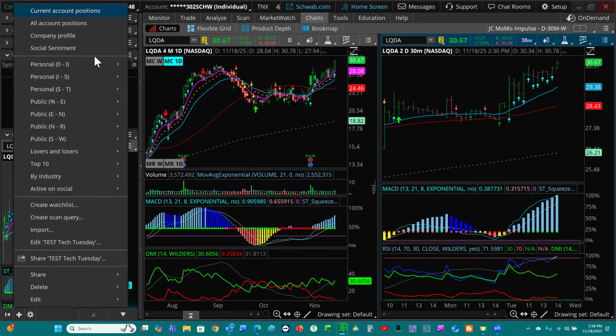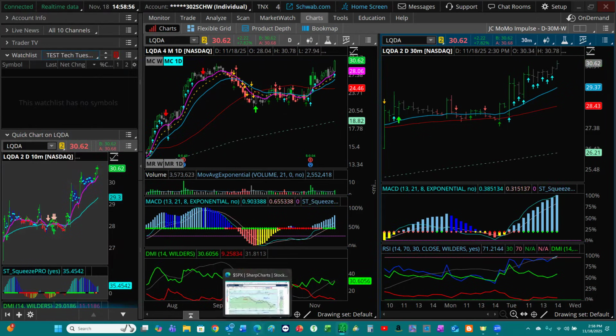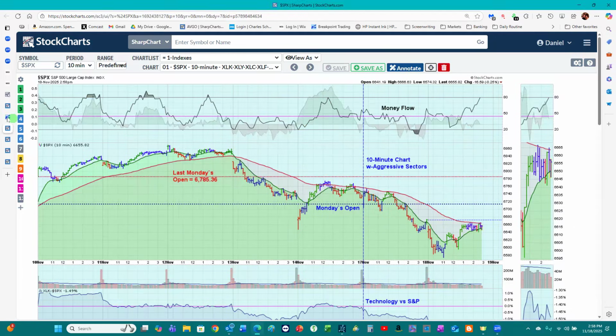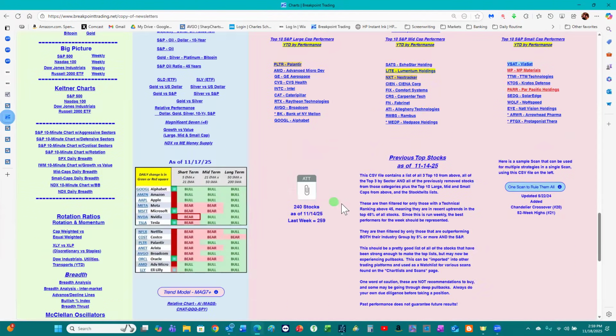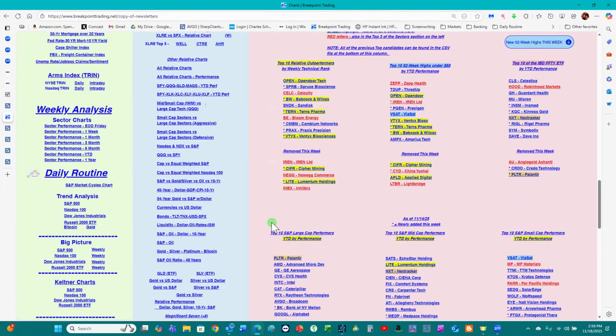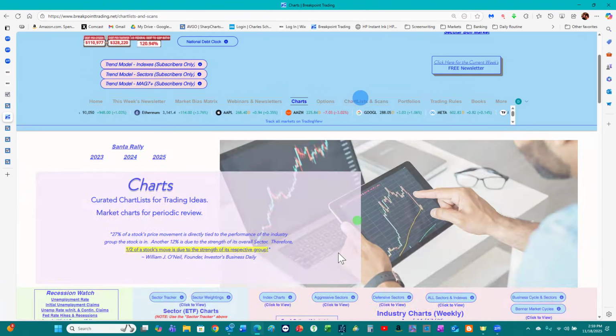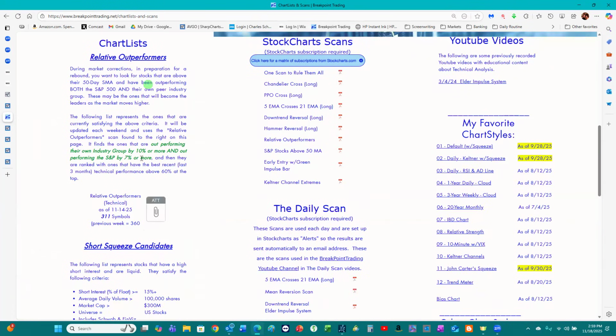The next thing I want to do is populate it. And the way I populate it is by importing into this watch list. Now, what do I import? Well, let's go back over here to the website and go down here. I can use this right here. There are a number of different watch lists on here. I can use the top 10 stocks if I want to. These are all CSV files. I can go to the chart lists and scans page, and now I can use the relative outperformers.